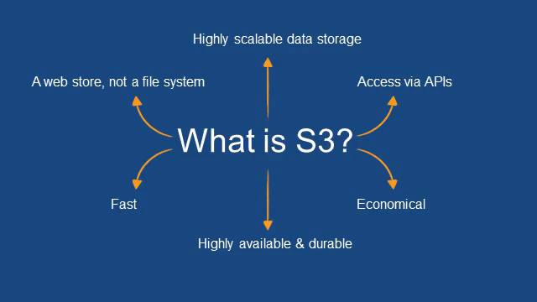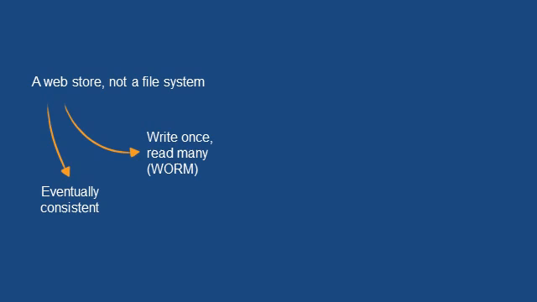Just digging into a few of those characteristics in a little bit more detail. We touched upon some of this already, but what we're talking about here, as I've already said, is a web store, not a file system. And there are some characteristics of the web store that are distinct from the file system that it's worth just exploring very quickly. And one good way to explore those characteristics is just to talk about the conceptual architecture that's used to deliver S3. So we'll just move on to do that now.